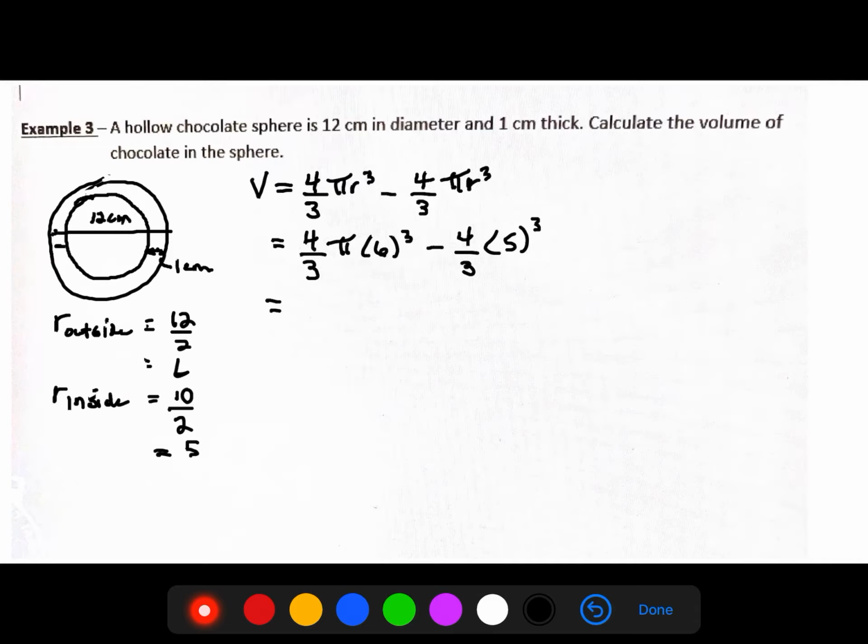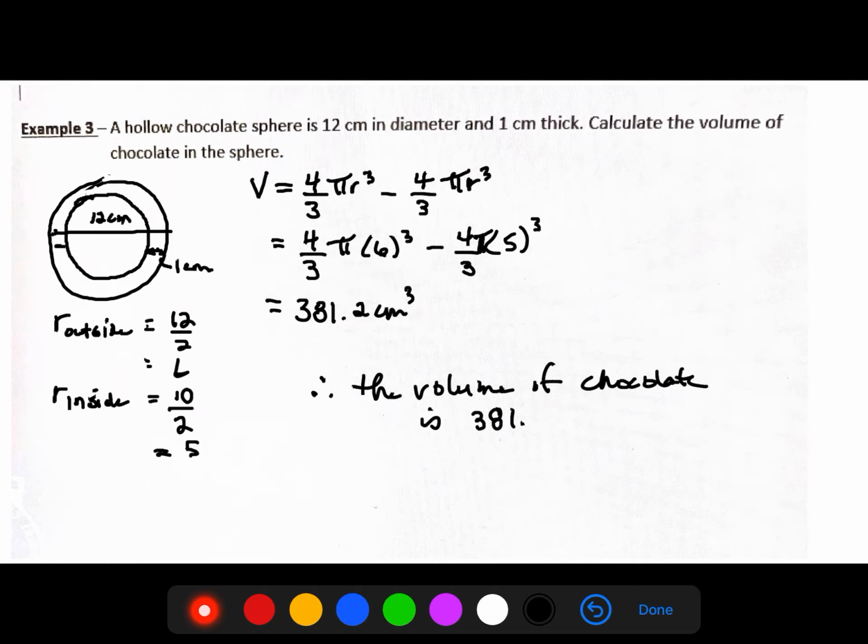And we can do this all in our calculator in one big step. So we can do 4 divided by 3 times pi times 6 cubed, or you can start with the 6 cubed times pi times 4 divided by 3 minus, oh, and sorry, we need our pi in there, minus bracket, and do the last part in brackets. And we're going to round to 1 decimal place. So when we do that, we should get 381.2 cubic centimeters.